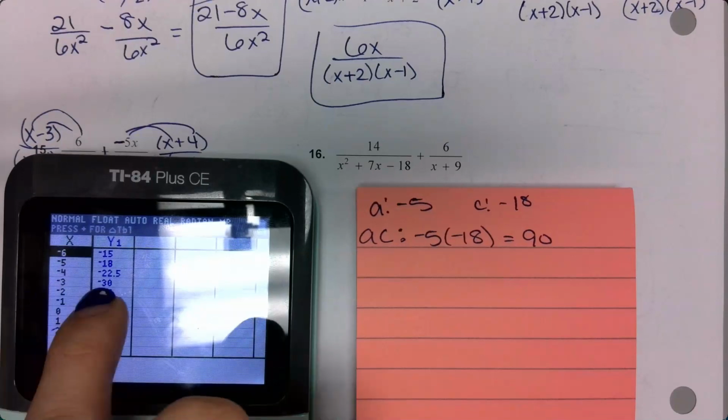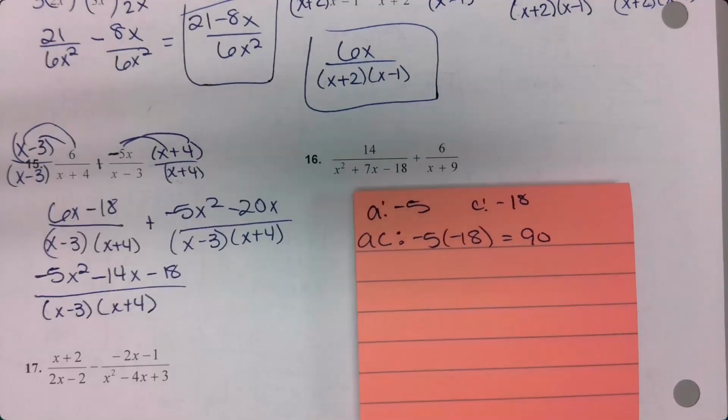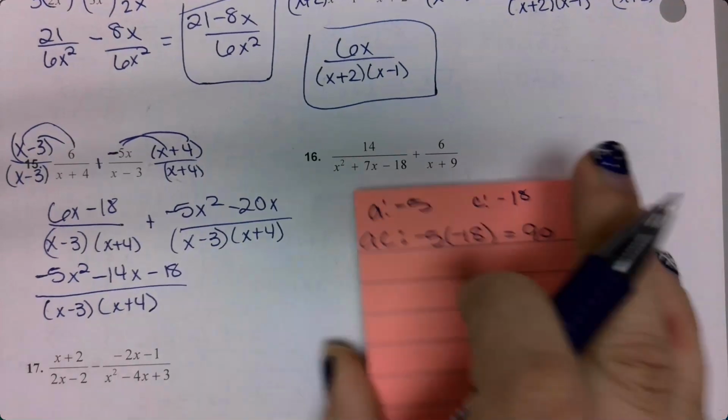Negative 5 plus negative 18 gives me negative 23. Negative 6 minus 15 gives me negative 21. That's not a whole number, not a whole number. Negative 9 and negative 10 gives me negative 19. So it's not going to give me the negative 14 I want. That is as factored as I can get it.